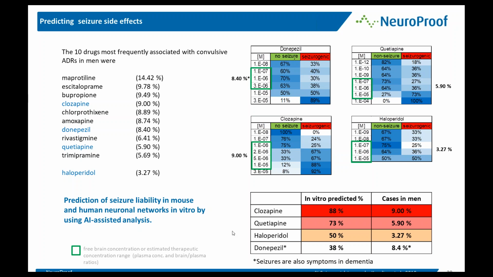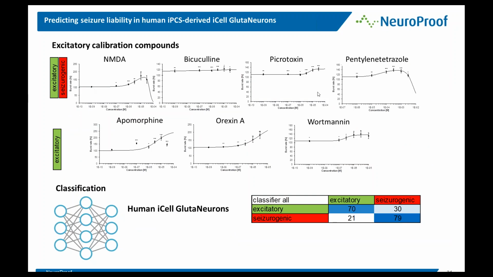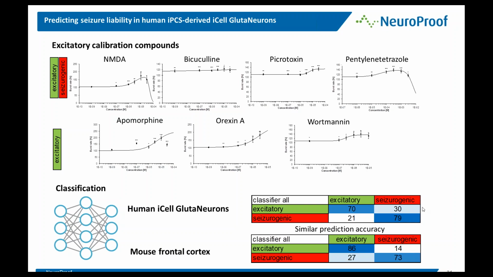So we are able to use this seizure liability prediction in mouse cells. Now, how does it do with the human cells? We did the same assay with the iCell GlutaNeurons from CDI, used the same panel of compounds, and see the same concentration response profiles between those compounds. So all are excitatory, and we even see the same prediction matrix here between mouse and human. So they perform as good as the mouse model in terms of seizure prediction calibration.